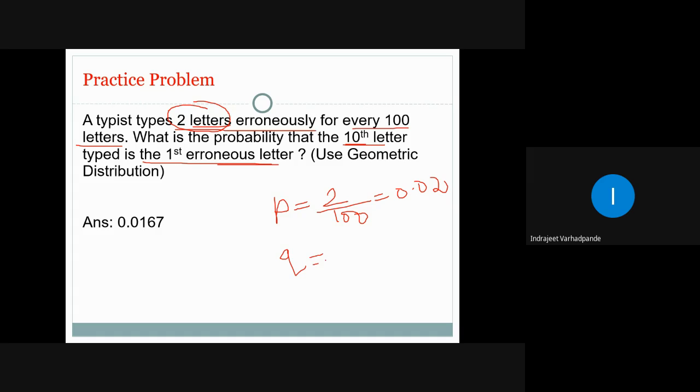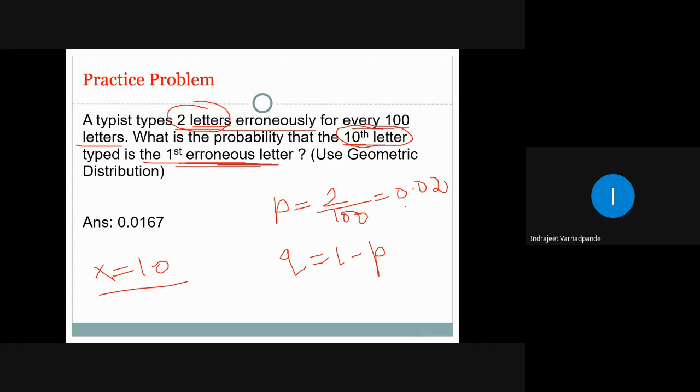So q will be 1 minus p, where it is not typed in error. The probability that the 10th letter typed is the first erroneous letter. First erroneous letter means success at this particular trial. But for which letter do you have to calculate it? The 10th letter. So what is x equal to? x is equal to 10. When the 10th letter is typed, you get the first success. First success means first error in the typing, and therefore x will be equal to 10.